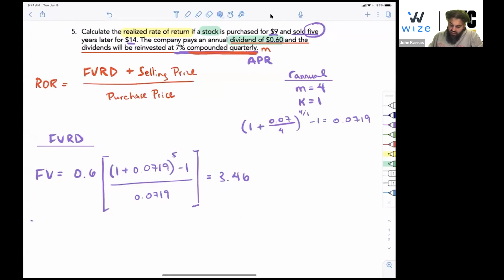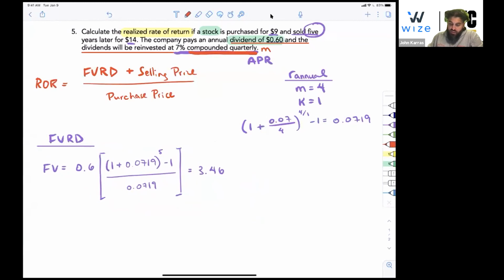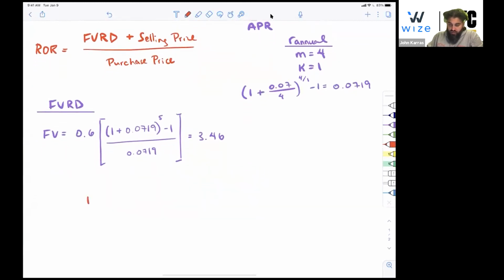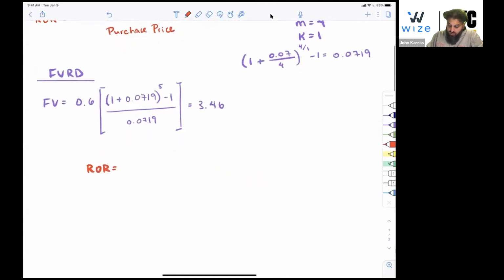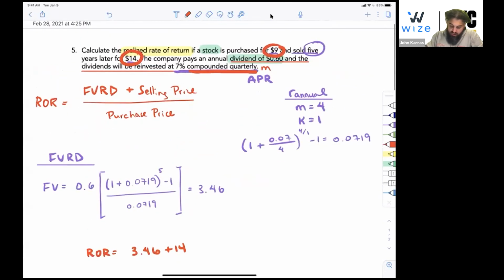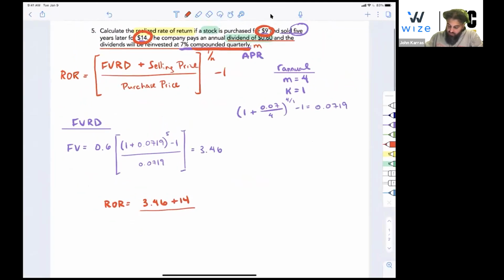Do we have the rest of the information we need to use the formula? No, we need the selling price. Or maybe it was given to us. Was the selling price given to you? We bought it for 9. We sold it for 14. So future value of reinvested dividends plus the selling price, right? I should probably complete this, there was more to this formula: 1 over n, minus 1, over the purchase price.